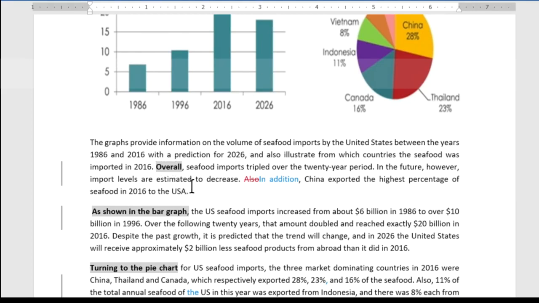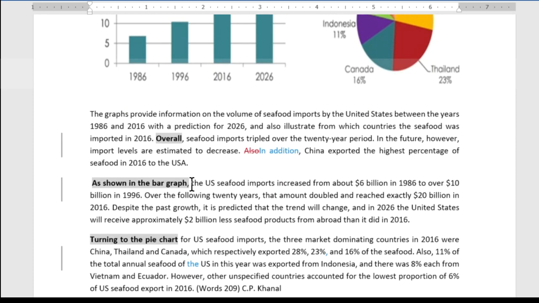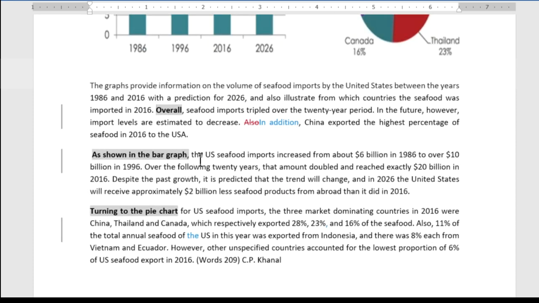I don't think this is why it's an 8 just because of this, but it contributes to it. The other thing that I really look for, I want to know why we have these 2 body paragraphs. Right? I shouldn't have to guess. How can the writer communicate this at the start of the paragraph? As shown in the bar graph, I can know this is about the bar graph. Turning to the pie chart, I know we've finished talking about this one and we're now on this one.